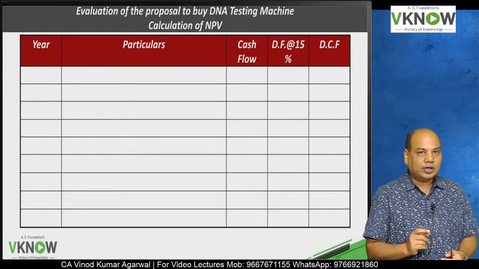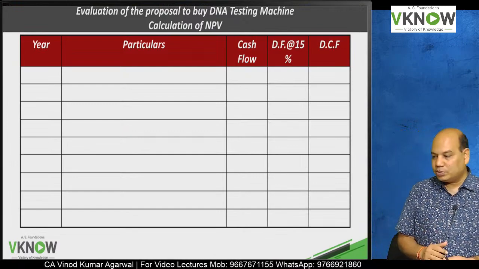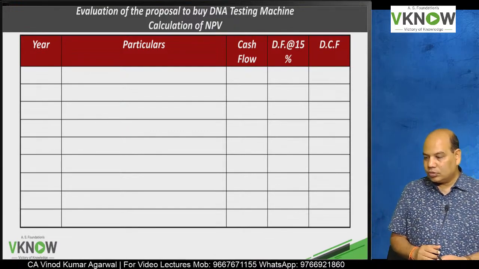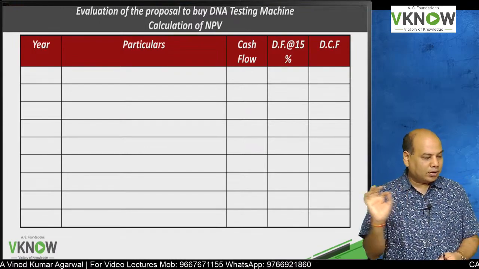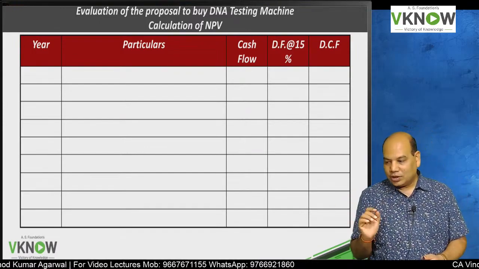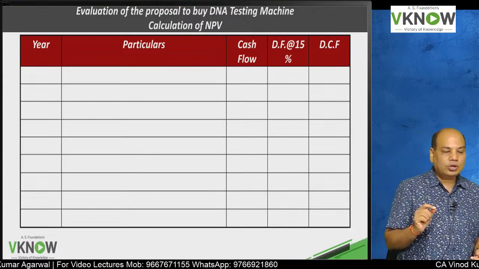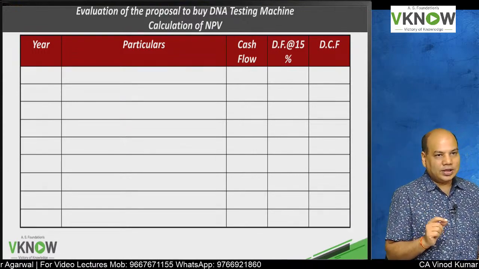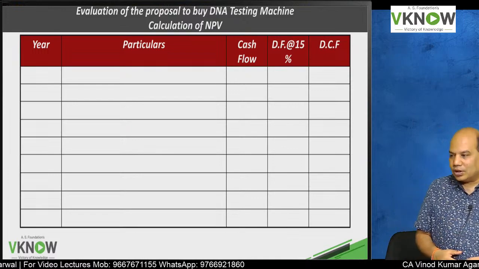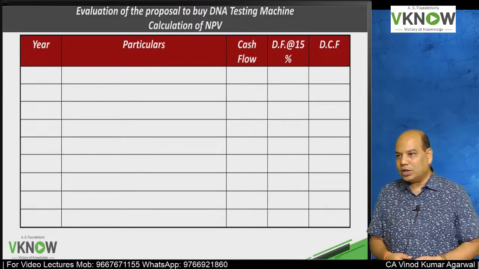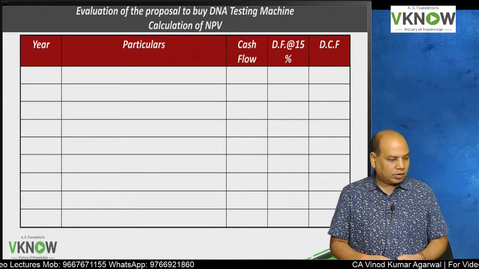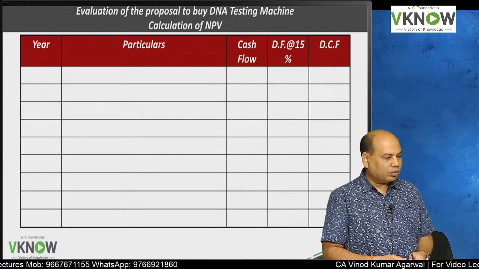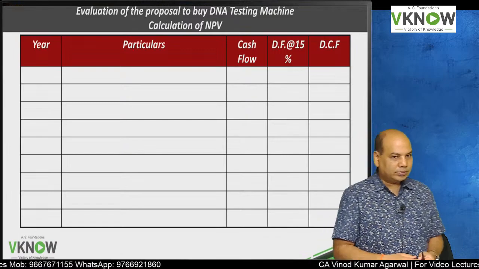Should the hospital buy DNA testing equipment? For that we need to find out the NPV of the proposal. Write down. First heading write down. Start with a nice caption. Evaluation of the proposal to buy DNA testing equipment.